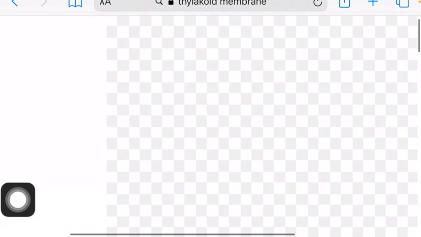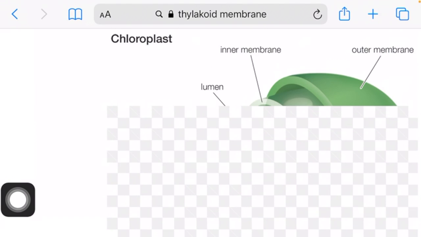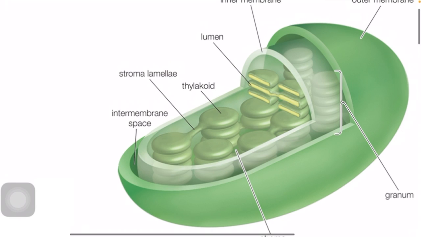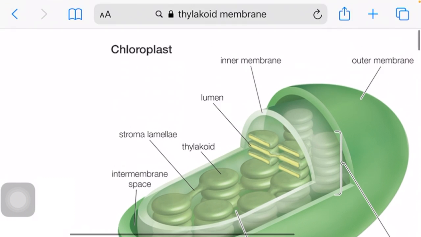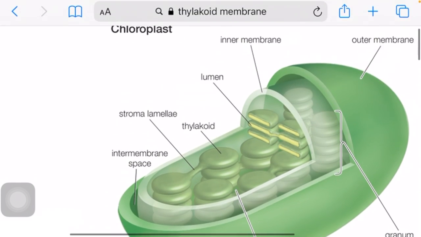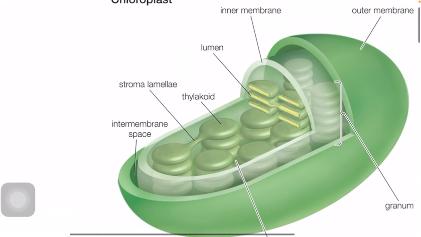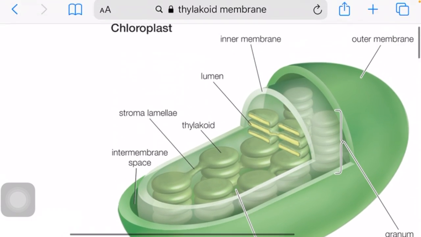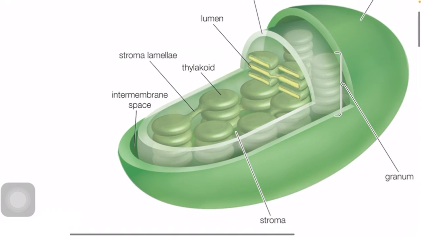Okay, so let me show the structure of Thylakoid and Granum. So look at this. This is Thylakoid, and Thylakoids are stacked one upon another to form the structure called Granum. Okay, this structure was not present in the book, so I had to go to the internet and show you this diagram. And look, the stroma is basically the matrix inside the chloroplast.